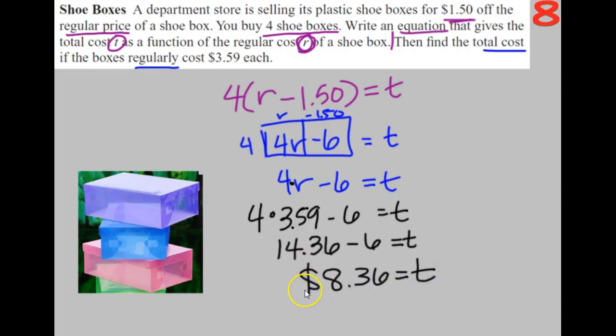Talking about money, $8.36 for 4 shoeboxes. Not even shoes. Seems like a ripoff to me. But that is our problem. We are done. Make sure you show your work on your homework.